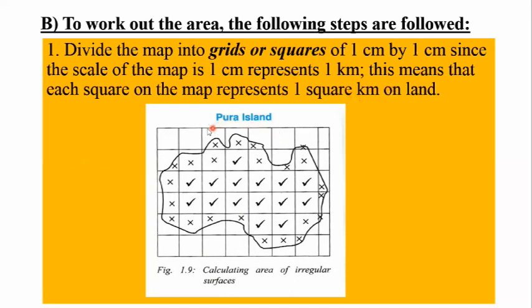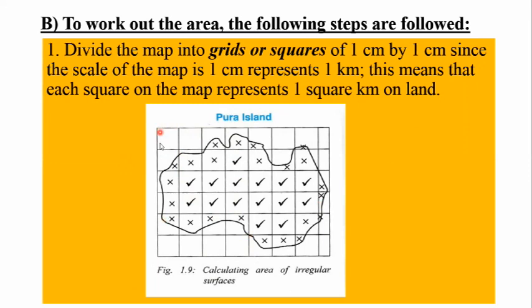So when you draw the squares, make sure you use a straight ruler, then draw, making grids. The grids are these boxes. These boxes are the ones that we refer to as the grid or the squares. They should be, from here up to here, 1 centimeter, and from here up to here, 1 centimeter. So 1 centimeter times 1 centimeter will be 1 square centimeter, which is equal to 1 square kilometer on land, which is the actual measurement.